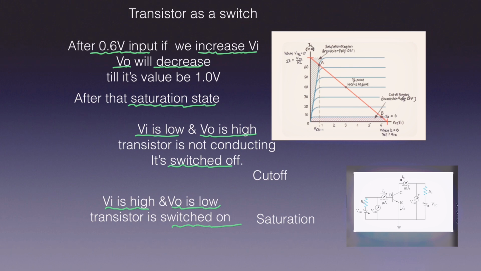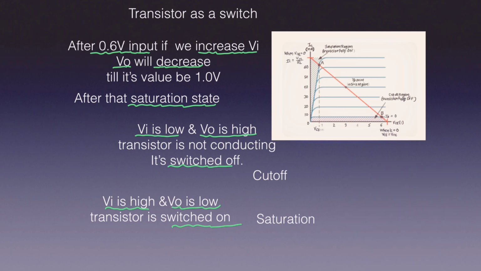So how does the transistor work as a switch? When Vi is low and VO is high, the transistor is not conducting, so it is switched off or in cutoff state. And when Vi is high and VO is low, the transistor is switched on, it is in saturation state. So remember the states of the transistor, cutoff state and saturation state. You will easily understand the working of the transistor as a switch.